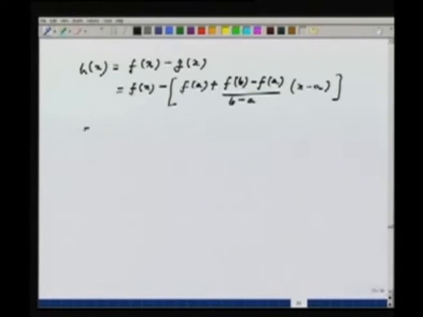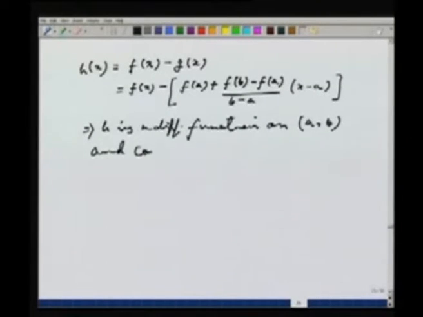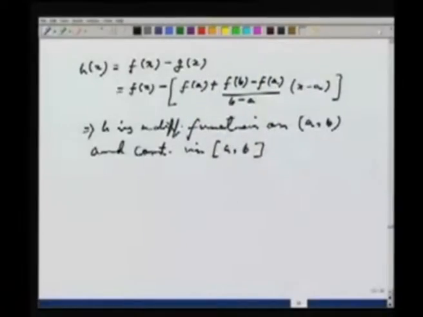Notice that h is a differentiable function on AB, the open interval AB, and continuous in the closed interval AB. This is simply because h is actually given in terms of f and some other constants and the function x. All these functions have the property that they are differentiable in the open interval AB and continuous in the closed interval AB. So h also has the same property.